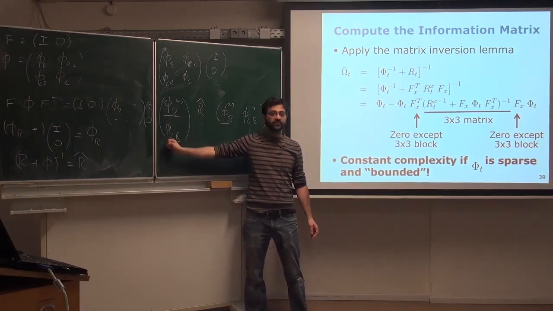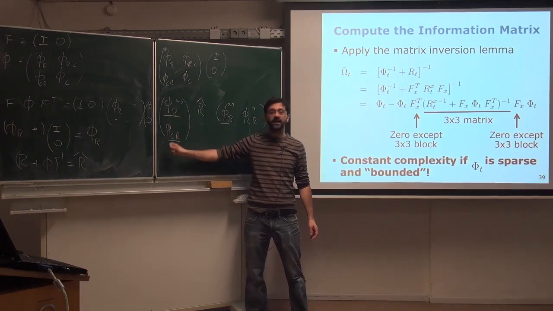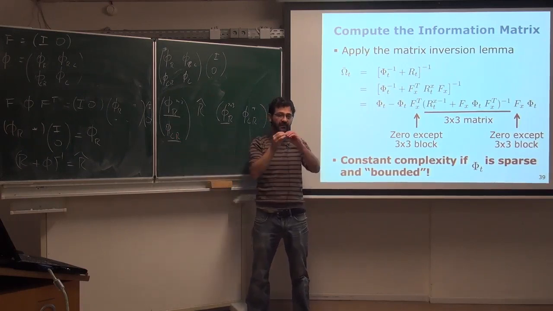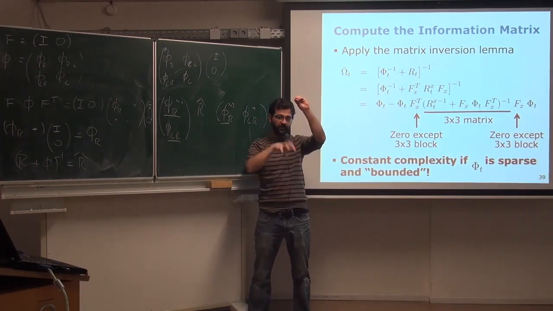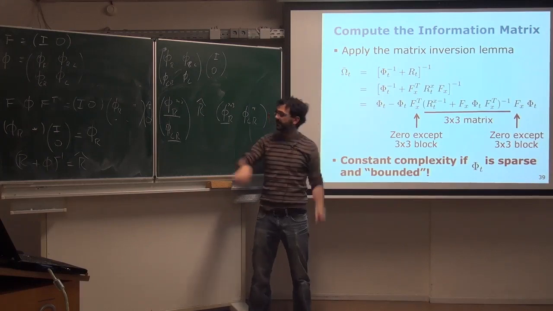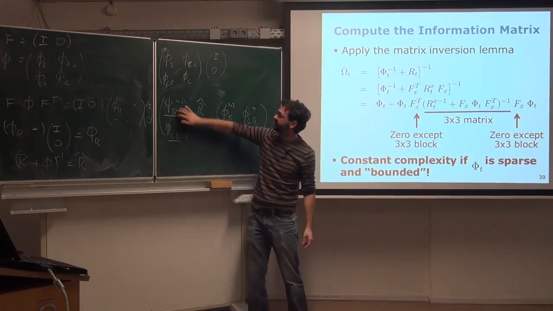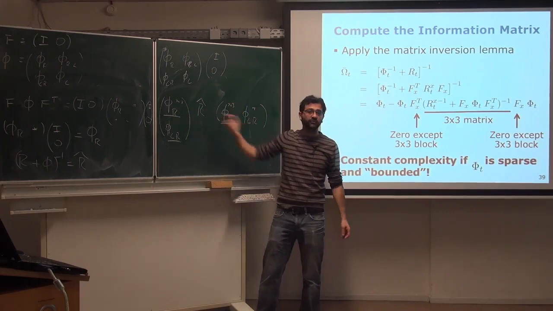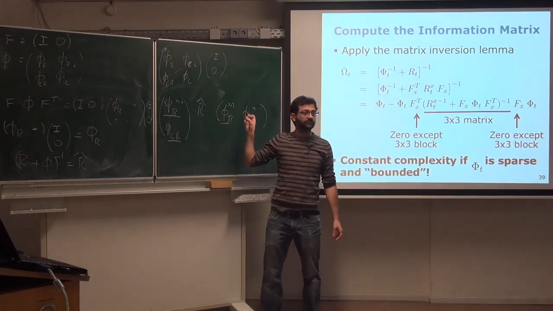So the number of non-zero elements in this phi al r is constant. So the thing that connects the actual robot pose with the landmarks. And since we do this, we can see that the number of multiplications that you need to do is constant here. Okay?